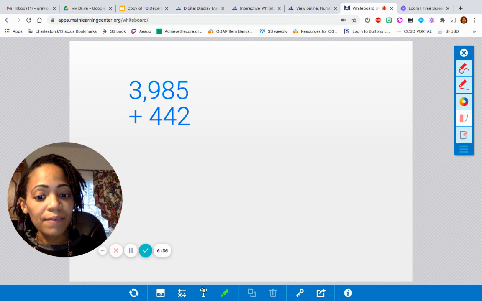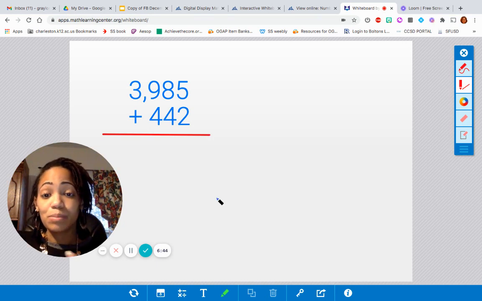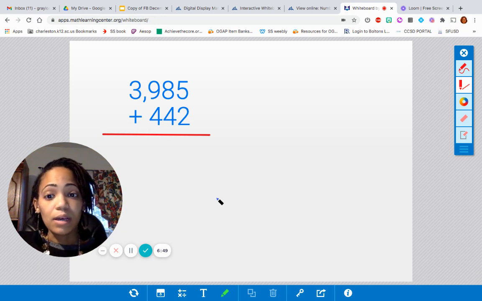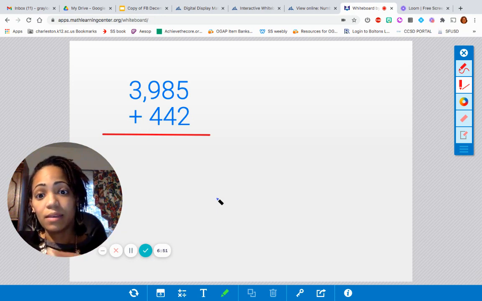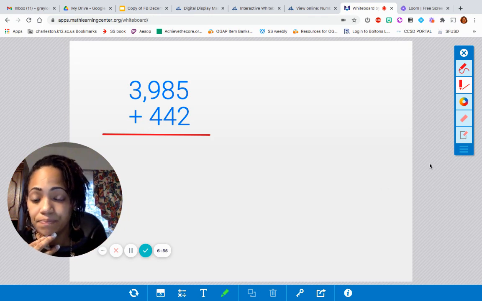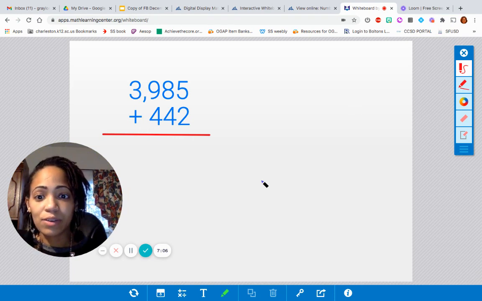Now, if you're still having trouble using the standard algorithm, remember that we do have some strategies that you are more than welcome to use, such as using your knowledge of place value to add in chunks, starting from like getting to a friendly number and then completing your jumps on a number line. Or just simply adding up the place values and then putting them together, kind of like we did with our expanded form. But today, I really want to focus just on our standard algorithm.